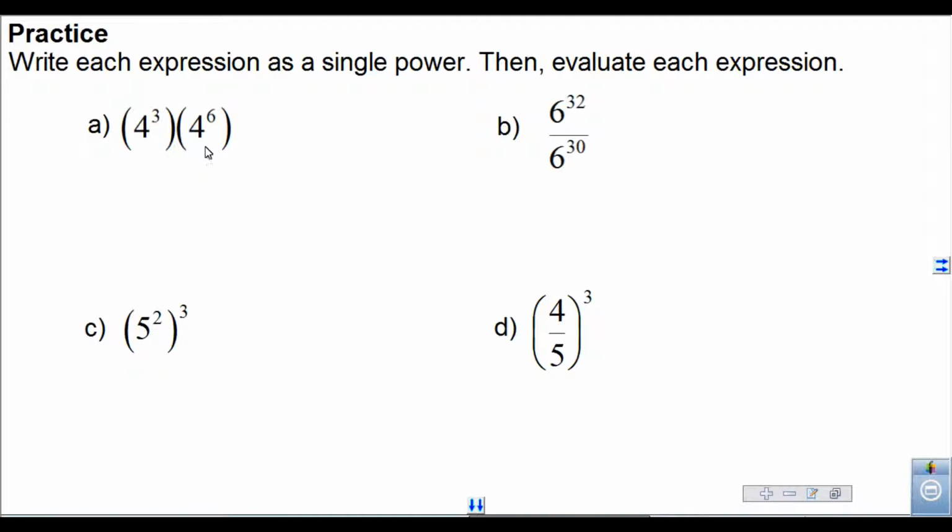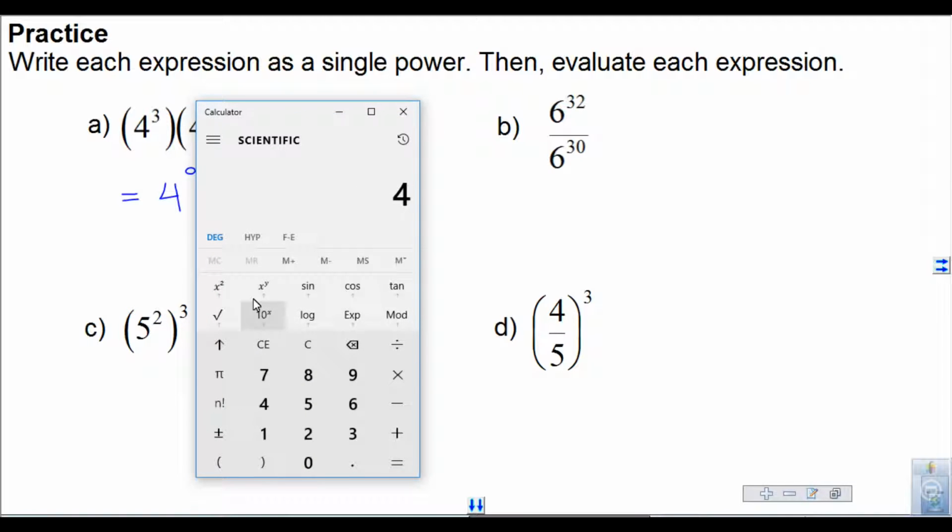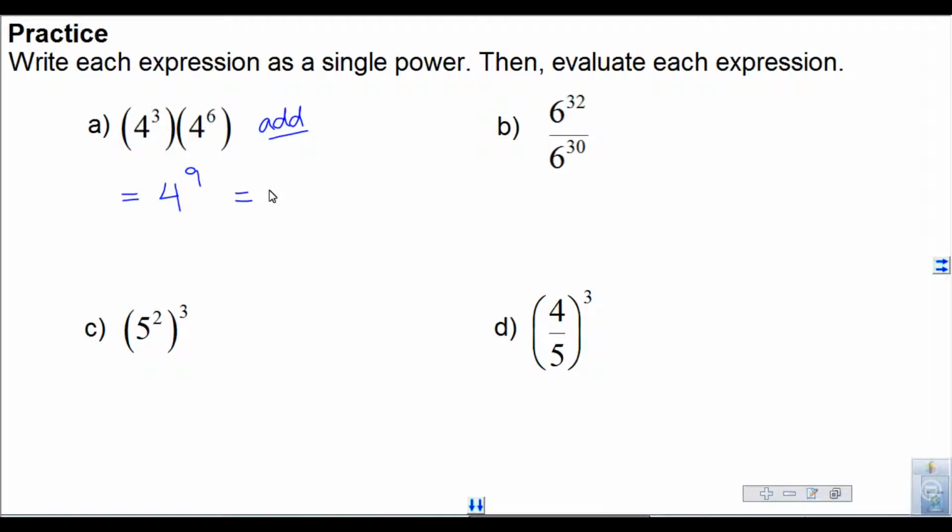So we're going to write each of these expressions as a single power and then evaluate. So here we've got 2 powers that are multiplying, and they have the same base. So this means here we get to add the exponents. So we're going to write 4, and then we're going to add 3 and 6 to get 9. So I'm going to get my calculator. I'm going to figure out what 4 to the power of 9 is. Okay, so 4 to the power of 9, 262,144.